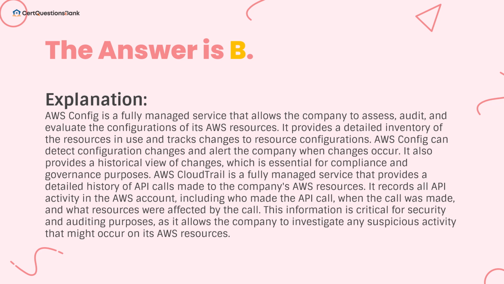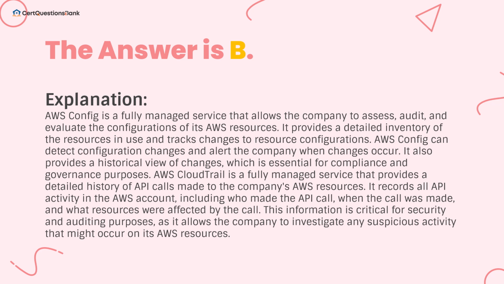AWS Config is a fully managed service that allows the company to assess, audit, and evaluate the configurations of its AWS resources. It provides a detailed inventory of the resources in use and tracks changes to resource configurations. AWS Config can detect configuration changes and alert the company when changes occur. It also provides a historical view of changes, which is essential for compliance and governance purposes.